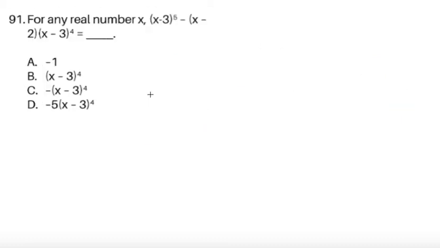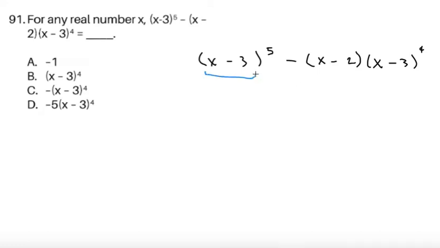Item 91, for any real number x, we have this. So let me write this down: (x - 3)^5 - (x - 2)(x - 3)^4. Now, it's very clear that these two have a common factor of (x - 3)^4. So we can use factoring here.